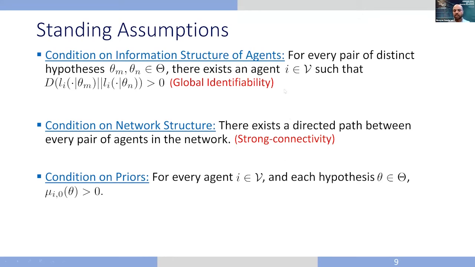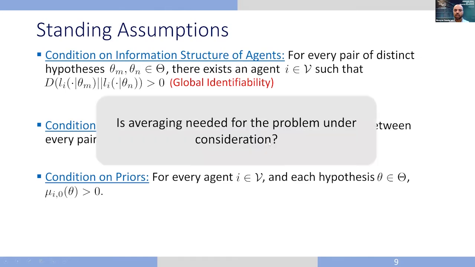Essentially, for every pair of states, some agent in the network has to be able to tell those states apart based on their local signals. So somebody has to be able to distinguish between each pair of states. Similarly, on the network structure, there has to be a path between each pair of agents. It doesn't have to be fully connected, as long as there's a multi-hop path, that's fine. And then conditions on priors, which is everybody should start out believing that any of the states are possible. If I wake up one day and say, there's no way theta 1 is true, no amount of new information is going to change my mind. So as long as everybody starts out, even with a small prior on everything, that's a condition. And it turns out that under all of these assumptions, all of these prior works will guarantee convergence, but they all rely on this kind of averaging.